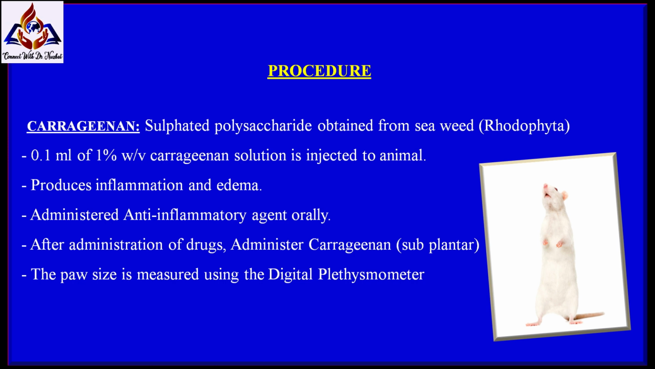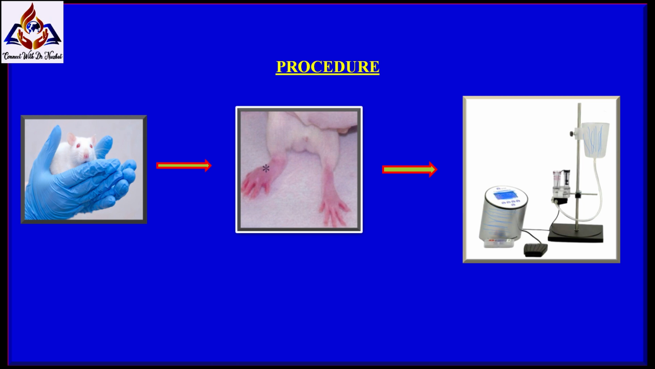The anti-inflammatory agent is administered orally by using a feeding tube. After 30 minutes of administration of the drug, 0.1 ml carrageenan solution in normal saline is injected to the subplantar tissue of the left hind paw of the rat, and the right hind paw served as normal. The paw volumes of the rat are measured using the digital plethysmometer at intervals of 0 minute, 10 minutes, 20 minutes and 30 minutes. The plethysmometer is a highly useful tool to evaluate the inflammatory response experimentally induced in small rodents and to screen potential drugs.